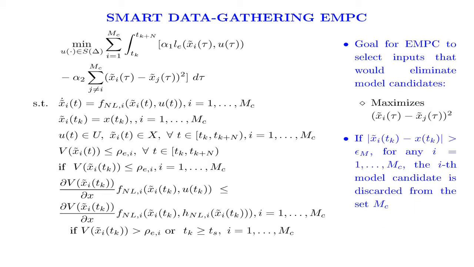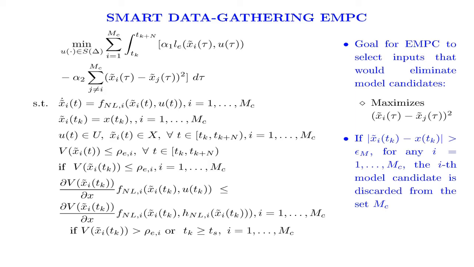The implementation strategy of the Smart Data Gathering EMPC is to automatically select non-routine data points by computing control actions that would maximize the information content, that is, data that would discern good models from poor model candidates.